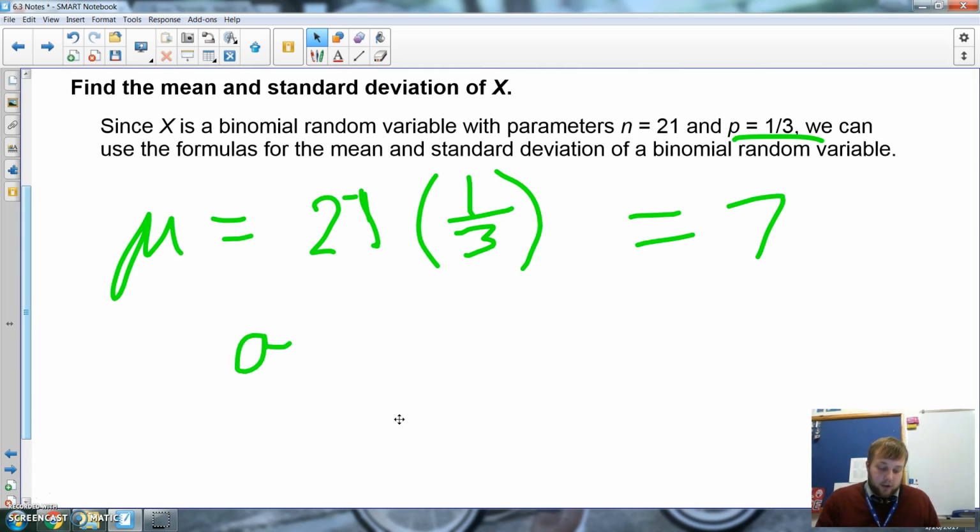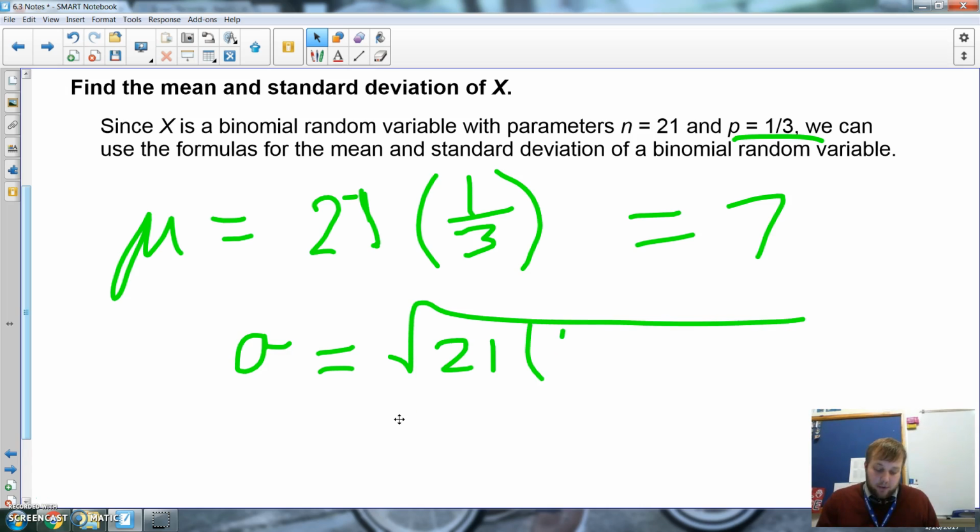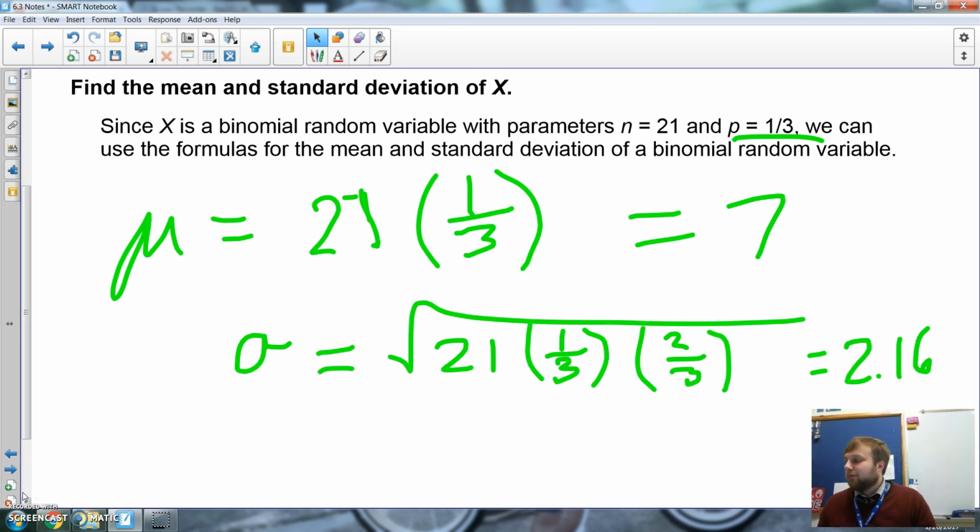Like I said, you're going to have this memorized. It's going to be the square root of 21 times a third times the opposite of a third. Remember, it's that 1 minus p. Well, the opposite of a third is 2/3. Okay? And the answer is 2.16. That's what I got, and I'm sticking to it.